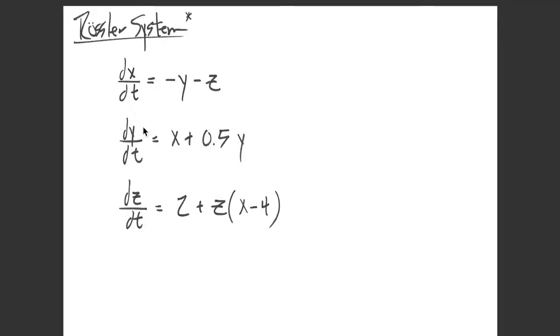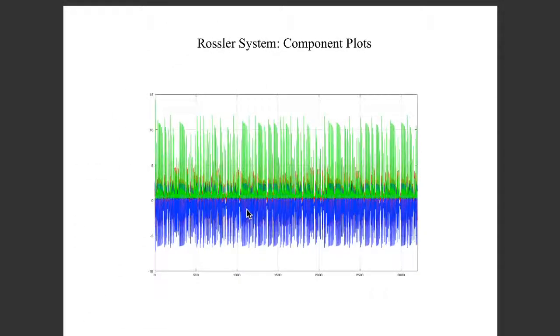It's another 3x3 system. The interesting thing is the first 2 equations in the system are completely linear combinations of x, y, and z. Only the z component has a nonlinear aspect to it. That's 2 plus z times the quantity x minus 4. So that z times x term makes this system nonlinear, but about as weakly nonlinear as you can be, only a single quadratic nonlinearity. Here are the component plots for the solution of Rossler's system.